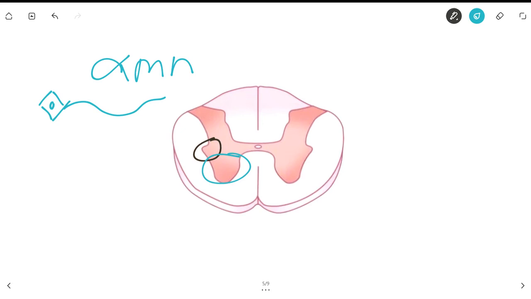If I tell you to put your hands up in the air and you do it, those muscles in the hand are innervated by your ventral horns and the alpha motor neurons.